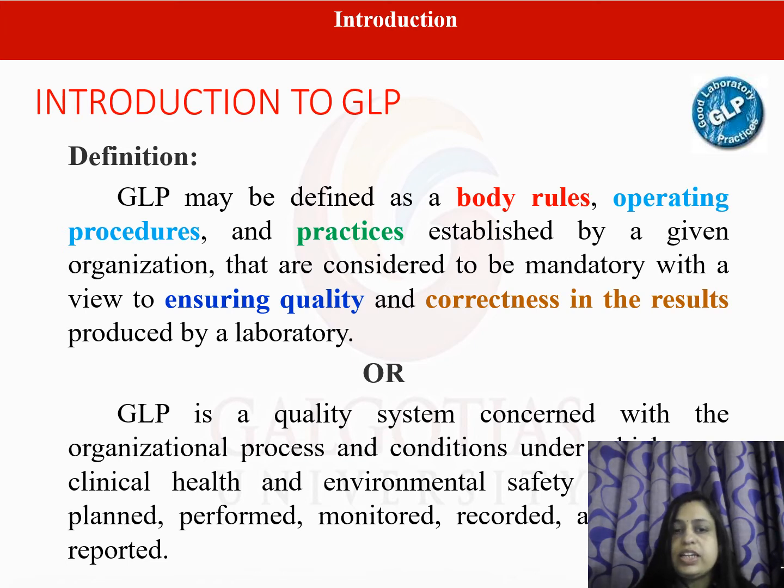As I told you earlier, GMP is good manufacturing practices. So whatever work is done in a lab must also be according to quality. GLP is a quality system concerned with the organization, process and conditions under which clinical, health and environmental safety studies must be planned, performed, monitored, recorded and reported.